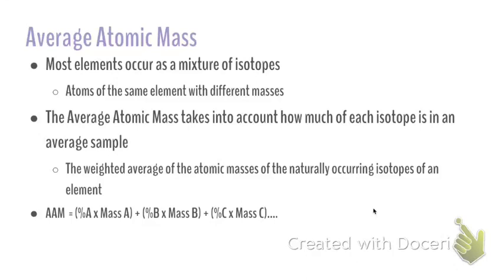Okay, anyway, average atomic mass. Here we go, back to it. Average atomic mass is a weighted average of all the isotopes of an element. We use it to calculate the molar mass or the atomic mass that's on the periodic table. That's the equation for average atomic mass.